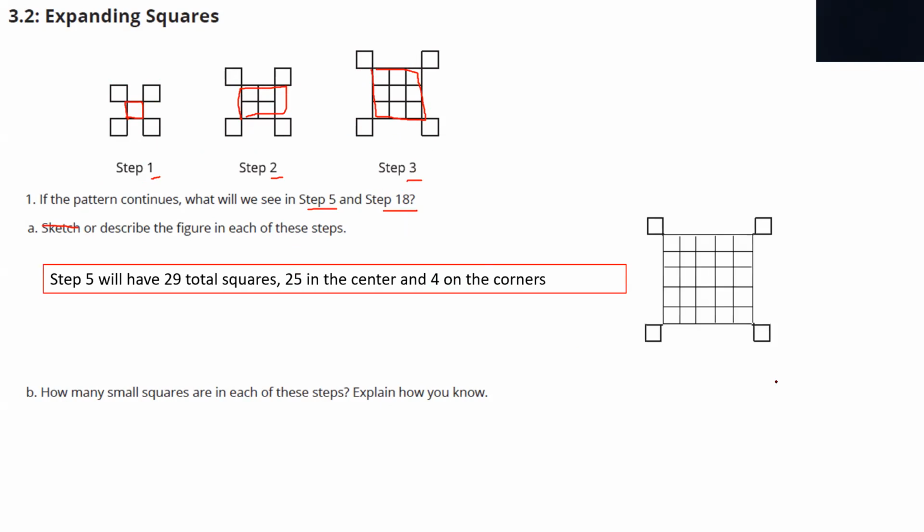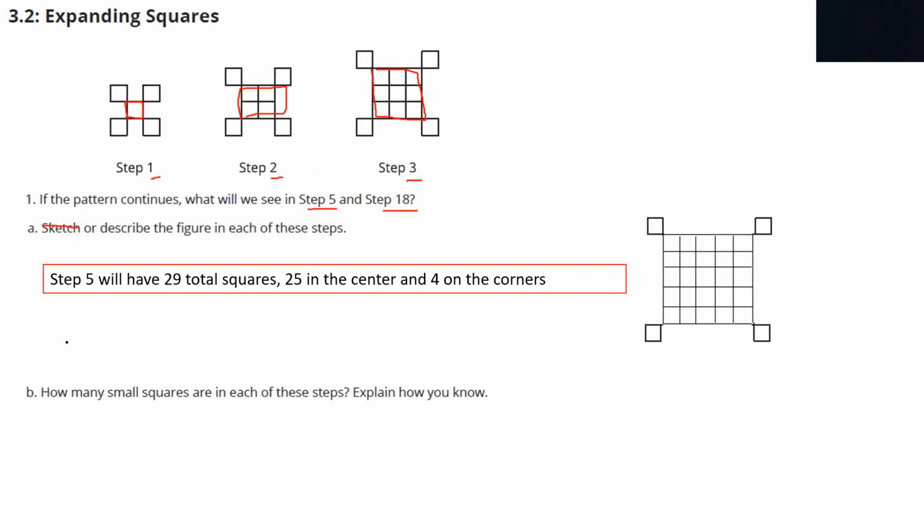Before step 18, I drew this out for you. And if you can tell, because we're talking about step 5, it has 1, 2, 3, 4, 5 columns and 1, 2, 3, 4, 5 rows, which matches the patterns made by these figures.